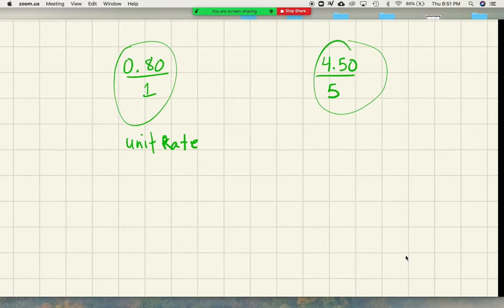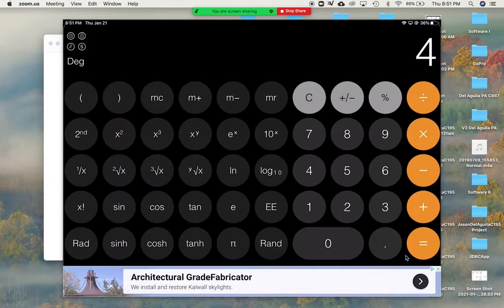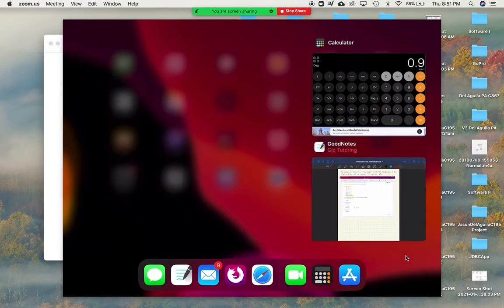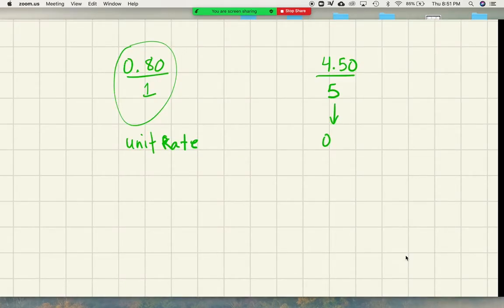To get this one to be the unit rate, we would have to just divide. So 4.50 divided by 5 equals 0.9. Should be 90 cents, I would say, right? Yeah, so 90 cents per 1 pound. That would be the unit rate. So once they're both into unit rates, which one is the better deal?